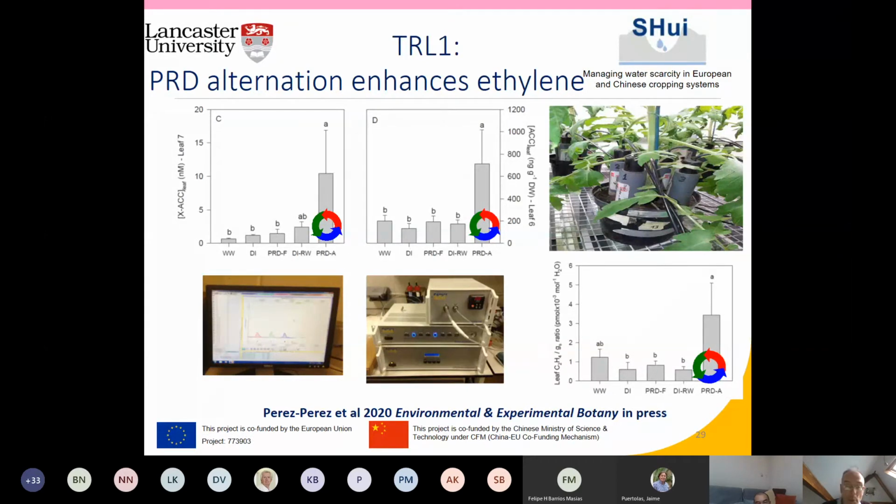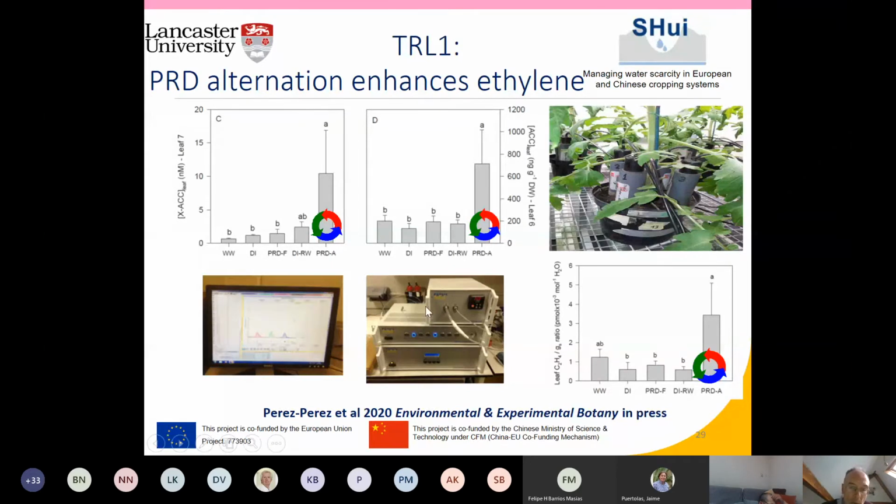we can analyze the headspace gas to measure ethylene production, or we can collect the leaf and then measure the concentration of the precursor of the plant hormone ethylene, or collect xylem sap. We see for these partial root zone drying plants that have had the wet and dry parts of the root system alternated, substantial increases in the ethylene precursor in the xylem sap, in the leaves, and also increased ethylene production by the wetting and drying parts of the root system being alternated.